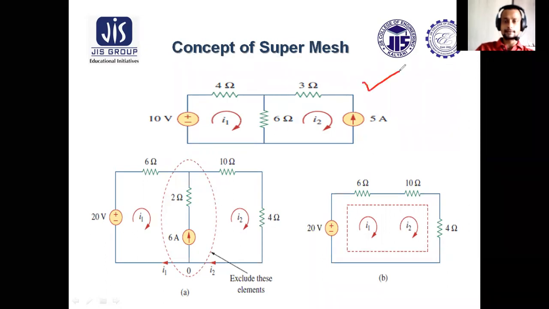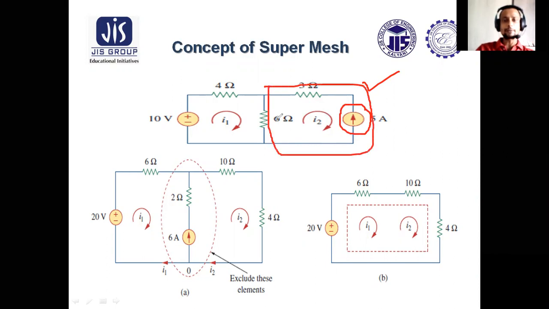Let us consider this circuit. Here for this circuit, there is a current source. So if I ask you to apply KVL in this loop, you cannot apply KVL in this loop due to presence of this current source.